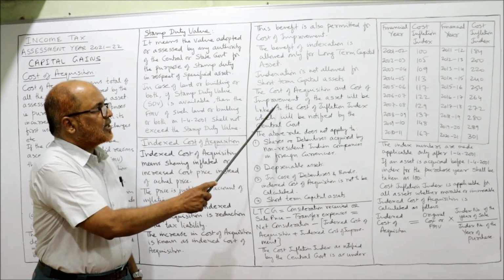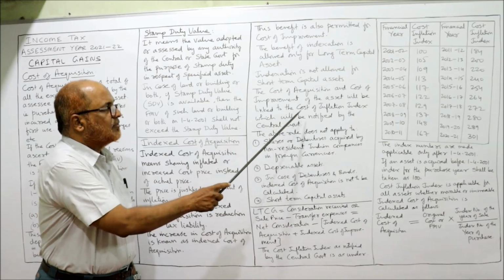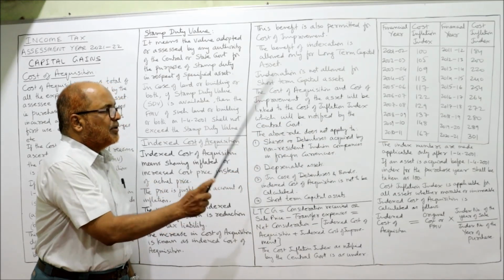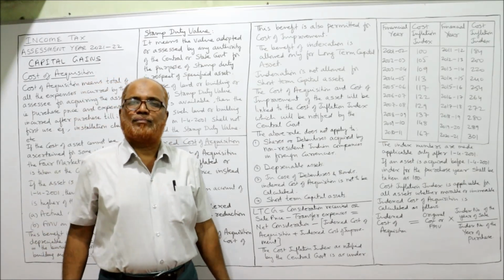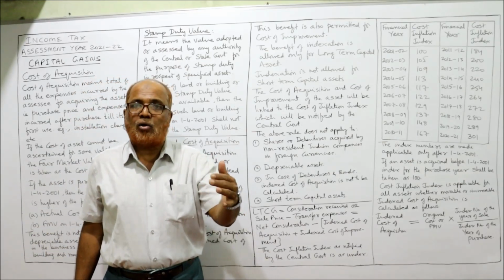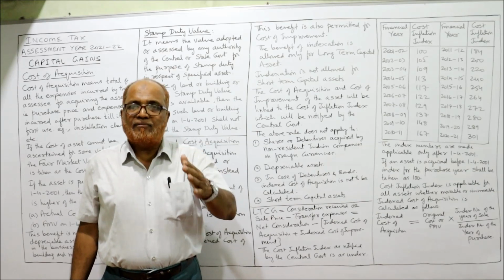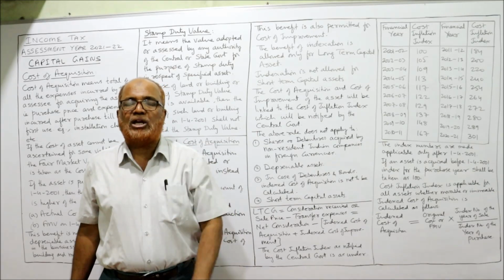The cost of acquisition and cost of improvement of the asset will be linked with the cost inflation index, which will be notified by the government. This inflation index will be notified by the central government from time to time. Every year the index number will change.